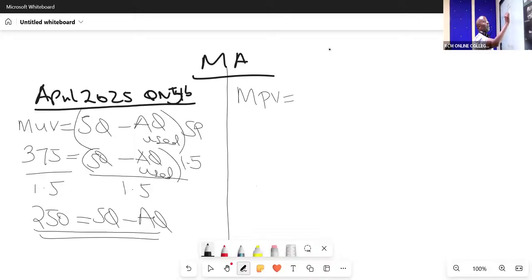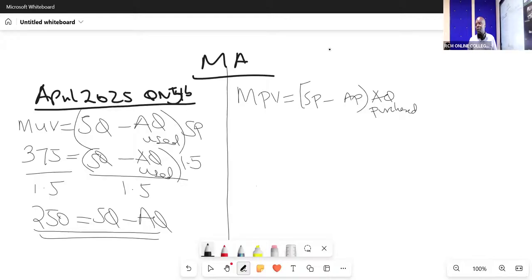So material price variance. Do you remember the formula? It is what minus what? SP minus AP, multiplied by the actual quantity, what somebody purchased.